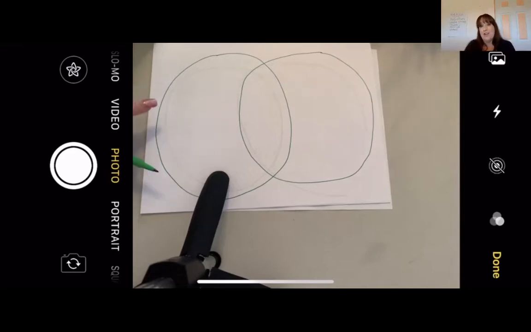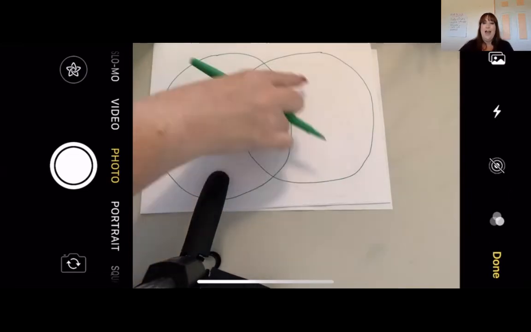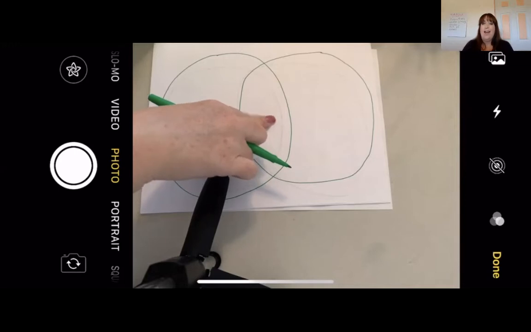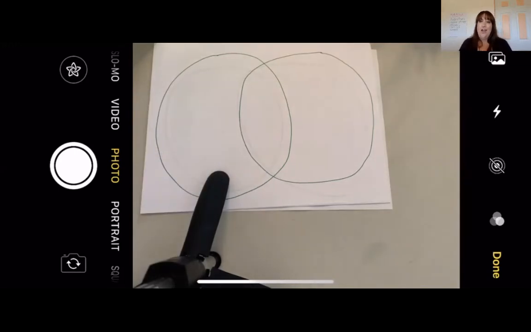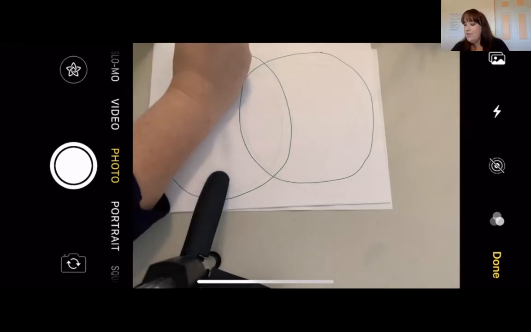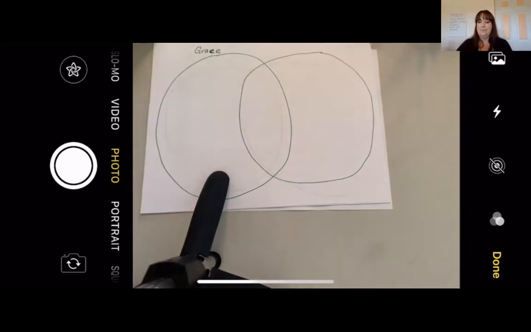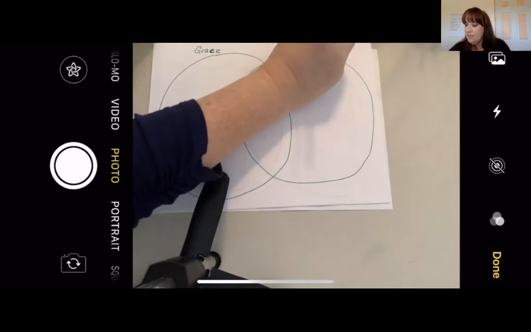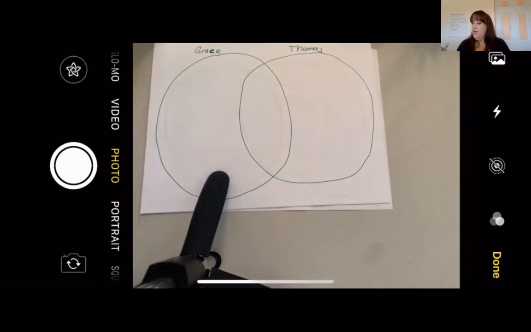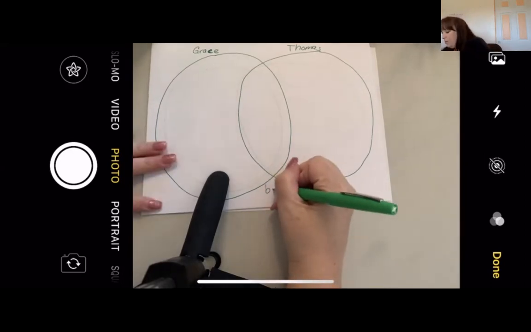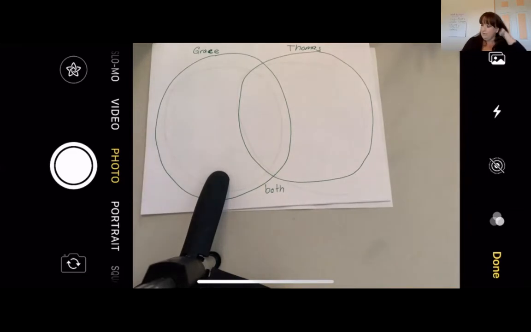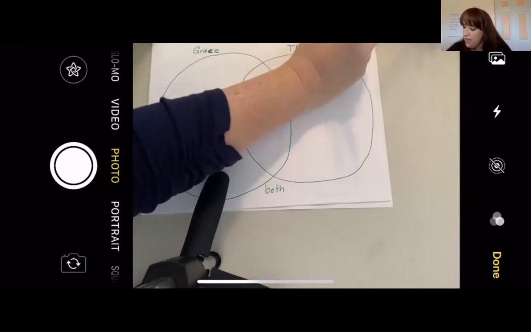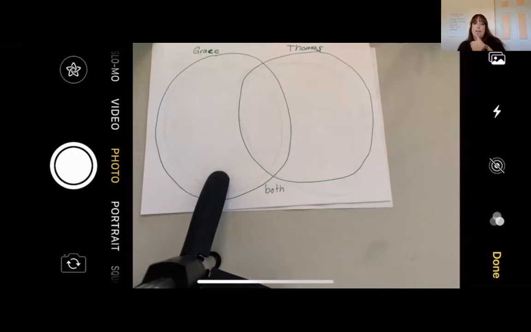Okay, so this is a Venn diagram. We have used these before in our classroom and in other writing activities. So what I want you to do is draw 2 circles. 1, 2. They want to overlap in the middle just a little bit. And if you look at my circles, they're not perfect. So go ahead and do that. While you're doing that, at the top, you're going to write Grace, Thomas, and then down here at the bottom, I'm going to write both. Okay. Go ahead and do that. Give me a thumbs up when you're ready.